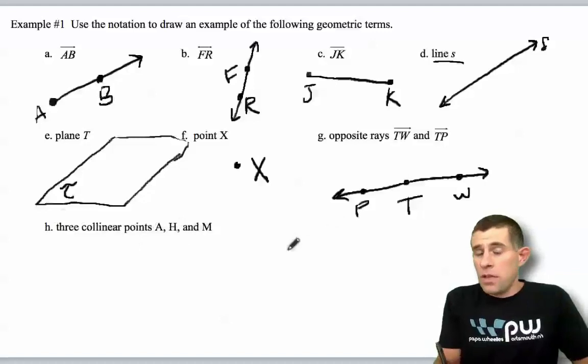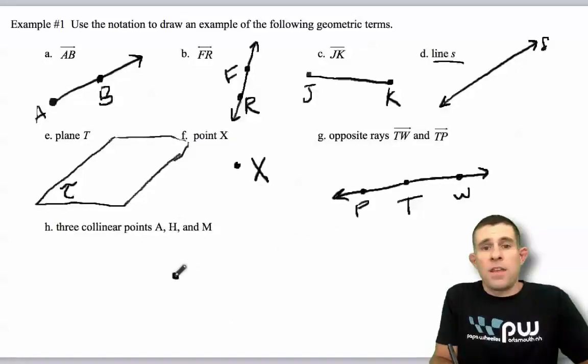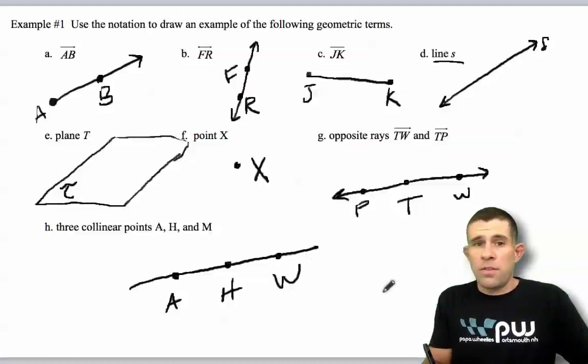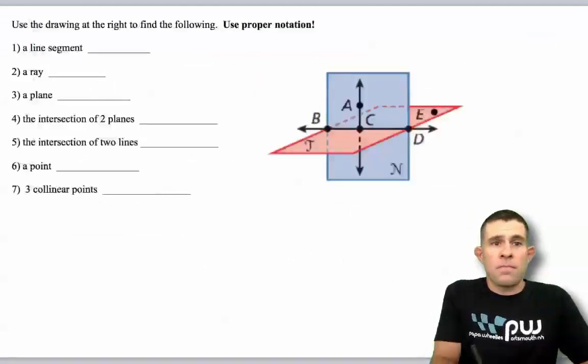And finally, I want 3 collinear points, A, H, and M. So that's easy enough. I'm going to create my line, and I'll create those 3 points. It doesn't matter which order they go in. There are 3 collinear points.